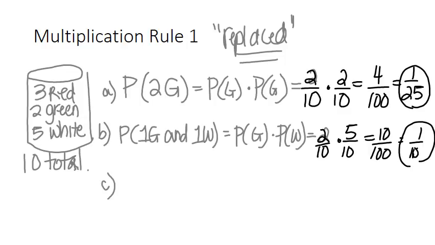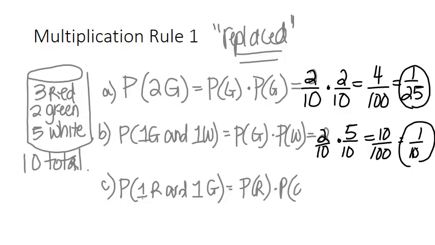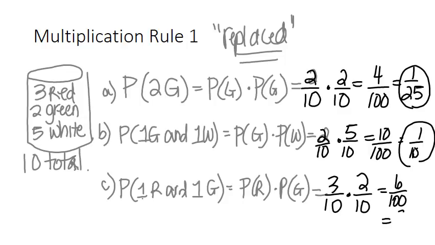Alright, let's see. The probability this time of picking a 1 red marble and 1 green marble. So the probability that I pick a red times the probability that I pick a green. So how many red? We have 3 out of 10 red marbles times 2 out of 10 green marbles. This is going to give me 6 out of 100, which will simplify to 3 over 50.